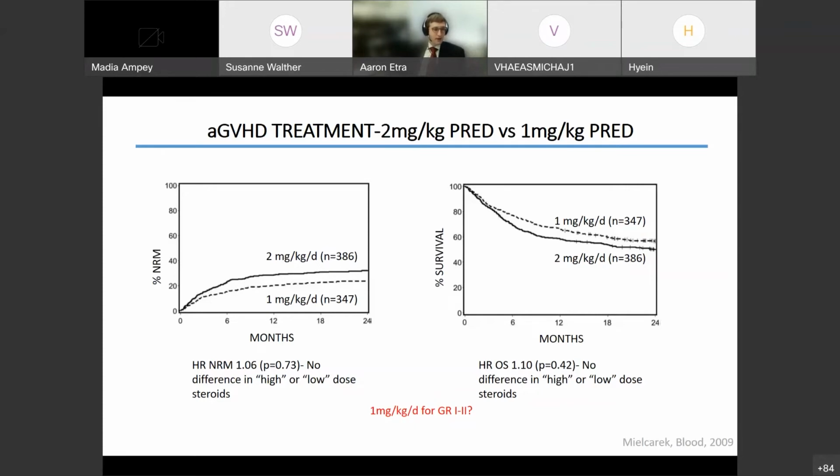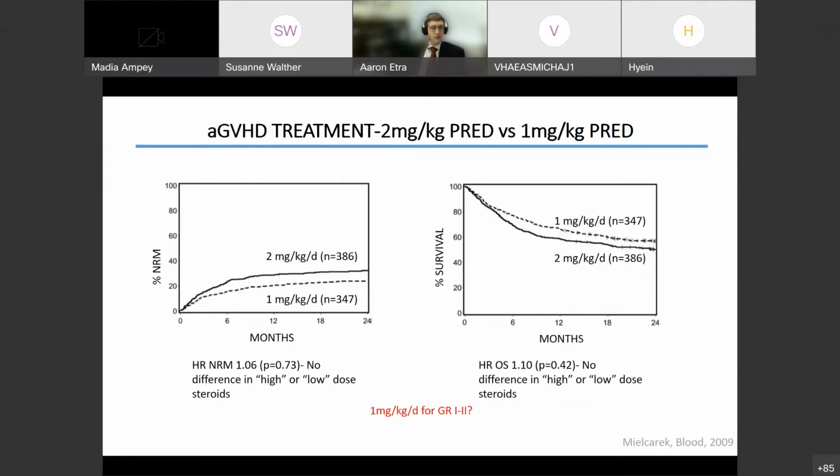And that makes sense if you think about it, right? Because ultimately this was a retrospective study. The patients who had really severe GVHD were treated relatively aggressively. And so relatively few patients in this retrospective study were treated with low doses of steroids. So it makes sense that they wouldn't have as many to look at.